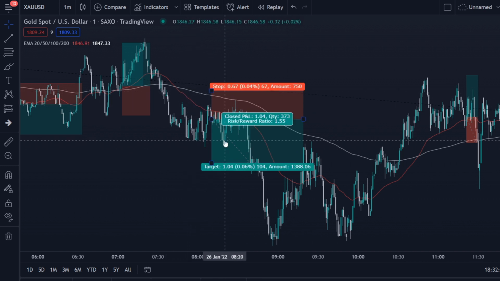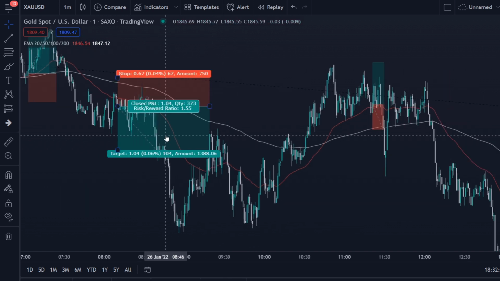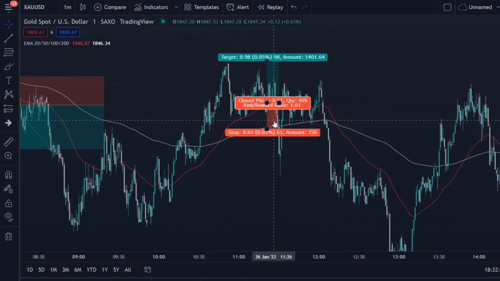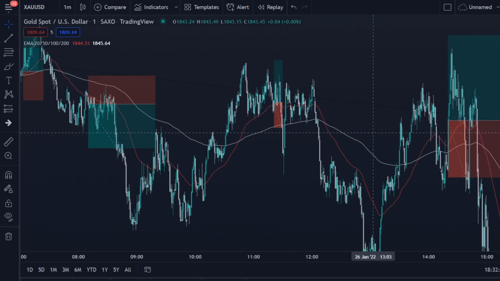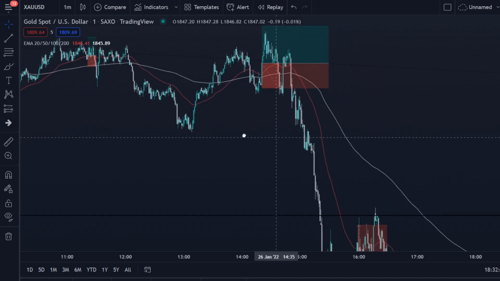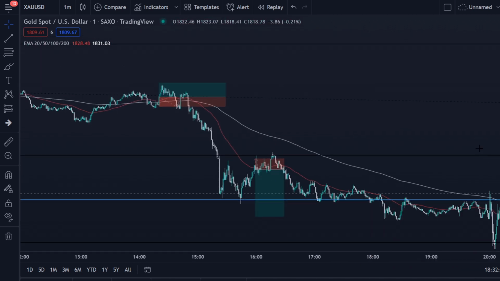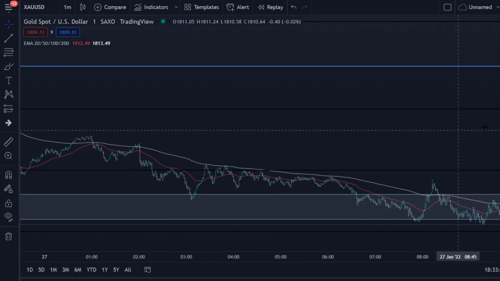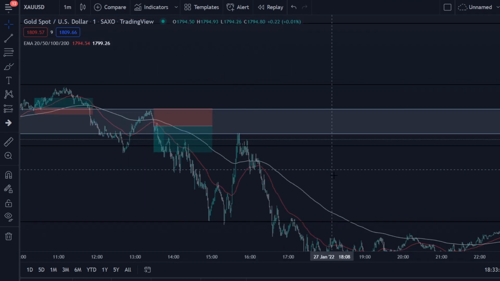50 below the 200, pullback, crosses below the 50 exponential moving average. We take the trade, 1.5 to 1 risk reward ratio, and that's a winner. This one is a loser. Okay, so let me show you in total. Let me show you how many trades I took.